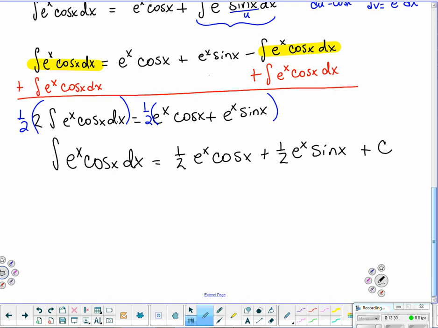There's the solution. We found the answer to the integral of e to the x cosine x. I think it's very circular in nature because this does wrap back over to the left side and kind of completes the process for us.